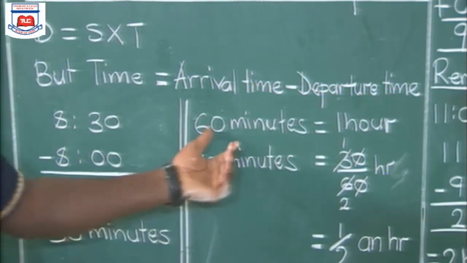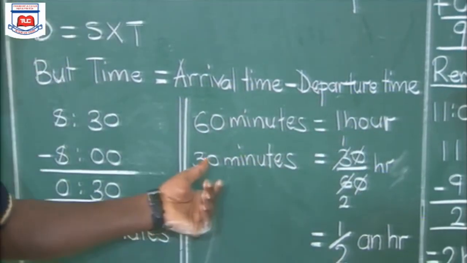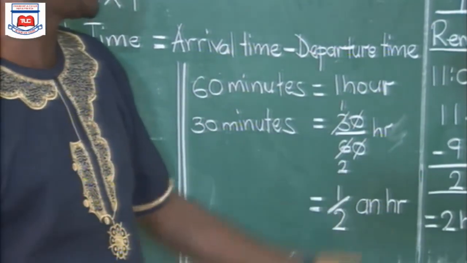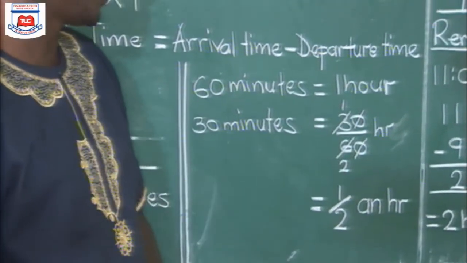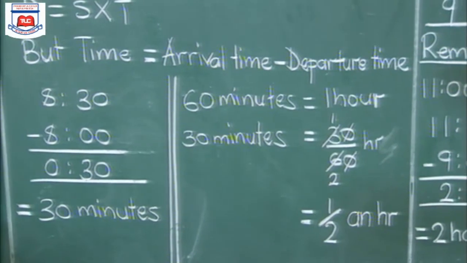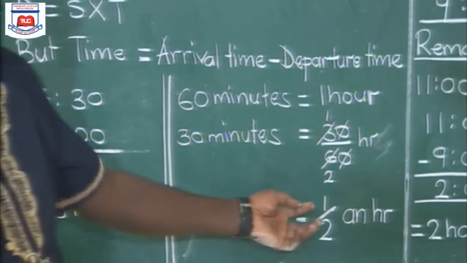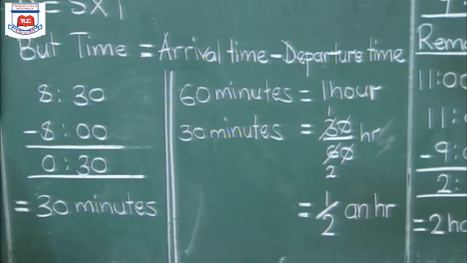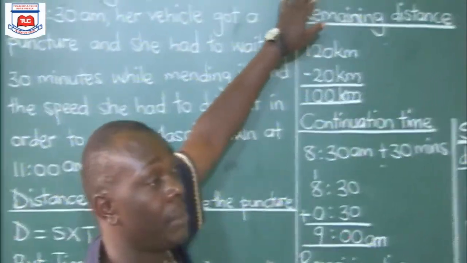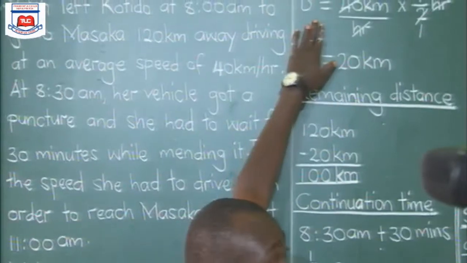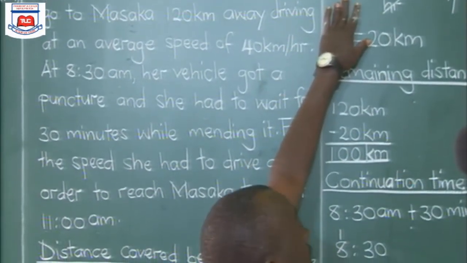You state that 60 minutes are equal to 1 hour, then 30 minutes is equal to 30 out of 60 hours. That makes half an hour after division. So Rita had driven for half an hour when she got a puncture. It's the one we are going to use to find the distance she had covered before the puncture, using the speed at which she was driving before the puncture happened.